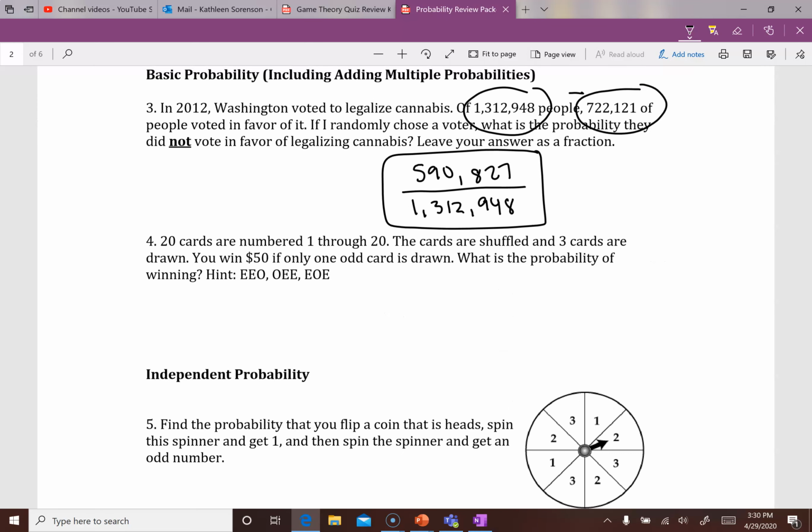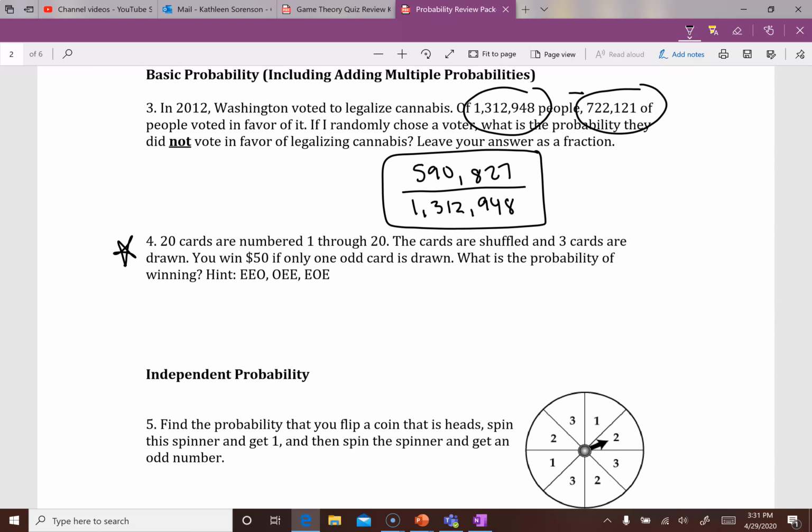All right, I'm going to put a star next to this one. It's pretty important. We didn't cover it too much, but it's definitely doable. Here we go. So 20 cards are numbered 1 through 20. The cards are shuffled and 3 cards are drawn. You win $50 if and only if one odd card is drawn. What is the probability of winning?